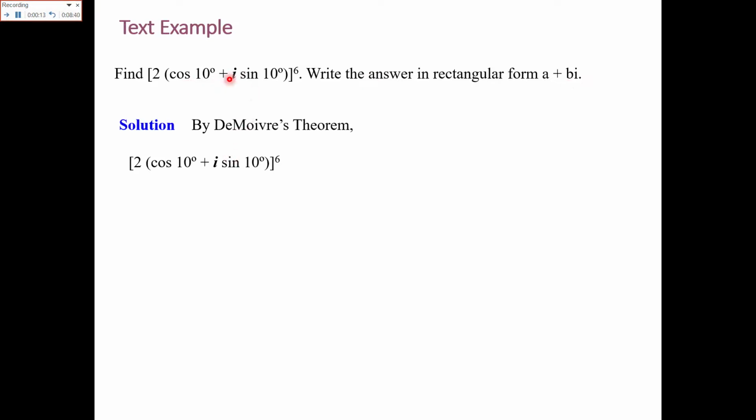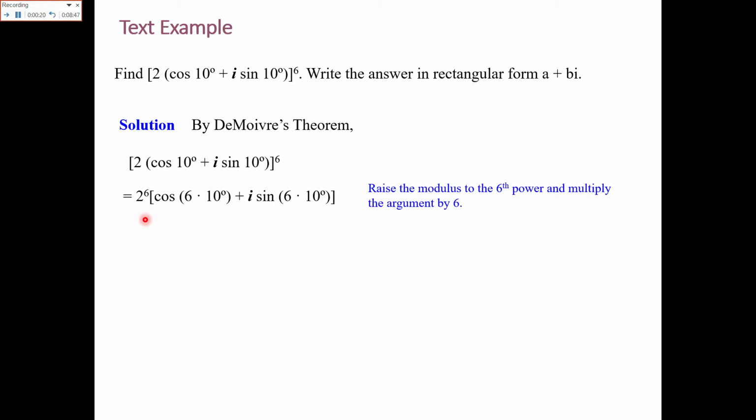Now as it is already in the polar form, simply we will apply De Moivre's theorem here. So 2 raised to power 6 into cos 6 into 10 plus iota sine 6 into 10. Now the answer is 64 into cos 60 plus iota sine 60. It means it is 64 into cos pi by 3 plus iota sine pi by 3. So 64 is multiplied inside the brackets. Now the final answer is 32 plus 32 into under root 3 iota, which is basically the rectangular form of the complex number.